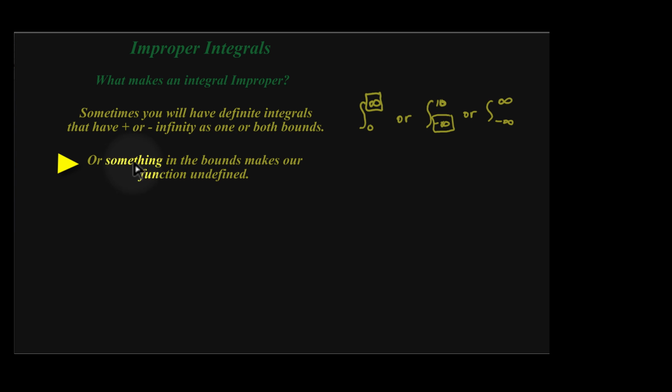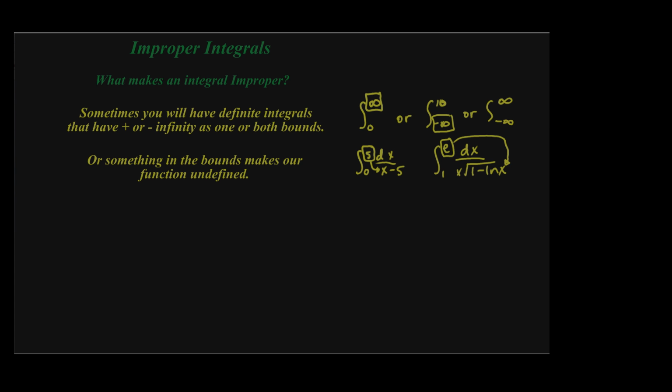Sometimes you might have something that is not infinity, but makes your function in your integral undefined. So here you should be able to see that if I plug in that 5 right there, I get 1 over 0, which is undefined. Or if I plug in e, natural log of e is 1, 1 minus 1 is 0. So any bound that makes your integral undefined also makes it an improper integral. Now, it doesn't have to be just the top bound, it could be the bottom bound as well.